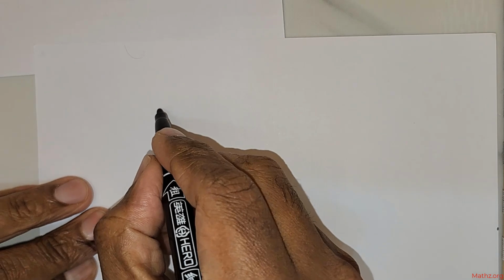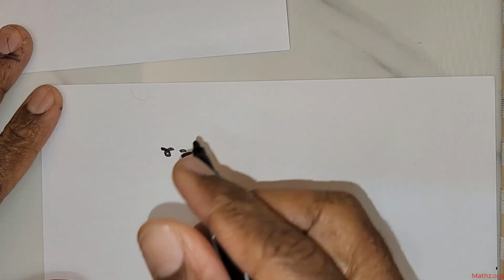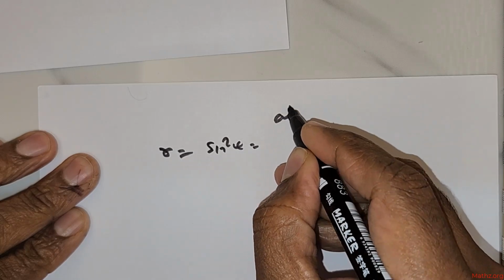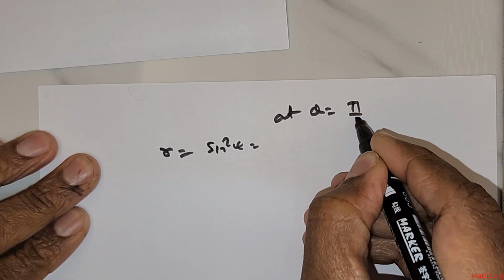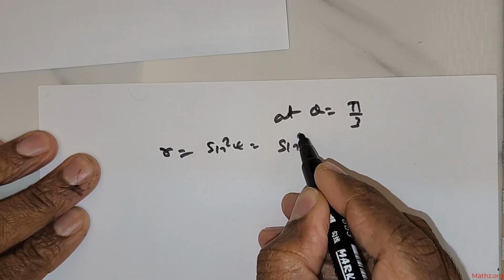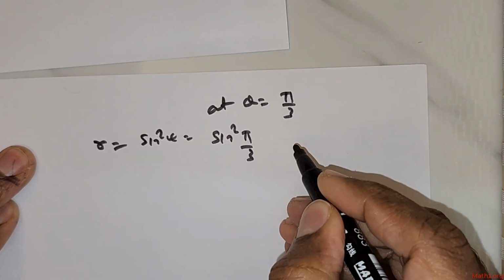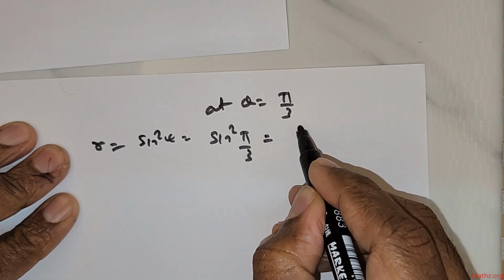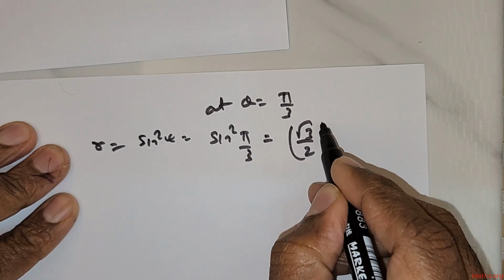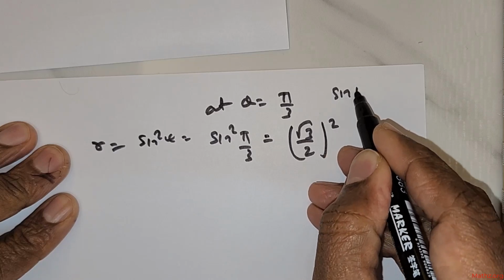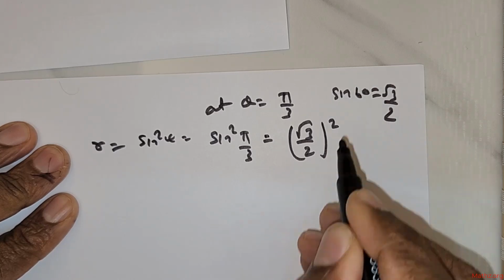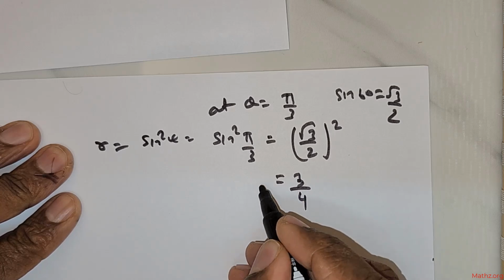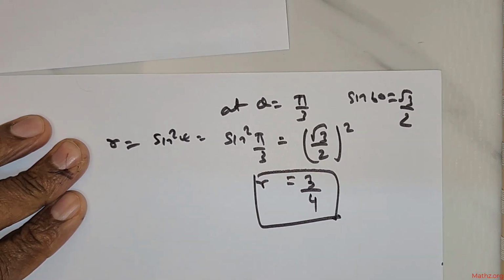Now we can also calculate the value of r. Now r is sine square theta, right? So that means at theta equal to pi over 3, this is going to be sine squared of pi over 3. Now this is going to be root 3 over 2 whole squared, because sine 60 is root of 3 over 2. So substitute that, that would give you 3 over 4. So this is my r.